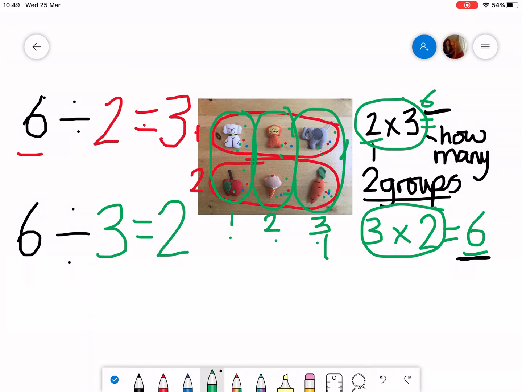Remember, for each of your arrays, you can build it, and then if you can write all 4 multiplication or division sentences, that would be great. And then send through any photos that you have of your arrays, because we'd love to see what you've been up to.